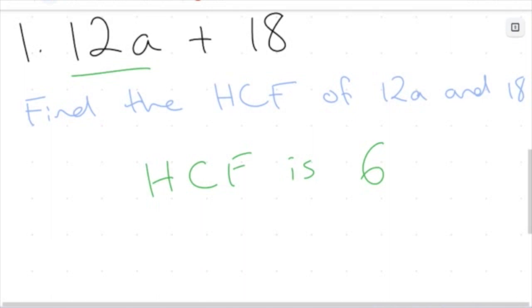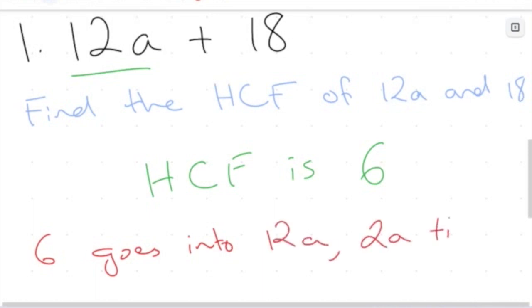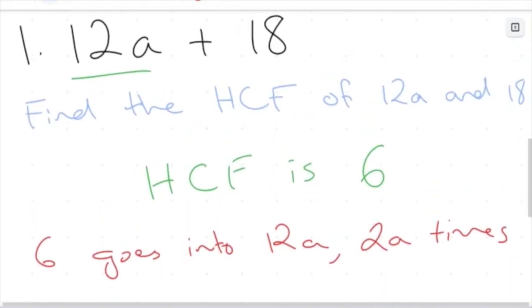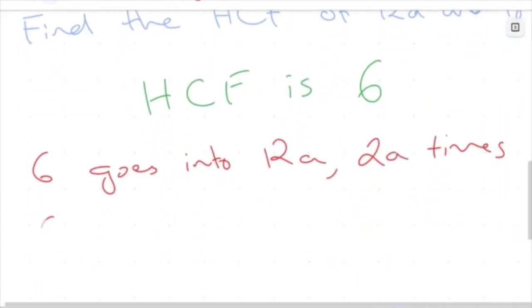So that is how many times 6 goes into 12a. 6 goes into 12a 2a times. Now, how many times does 6 go into 18? We can just find that by dividing 18 by 6. So 6 goes into 18 3 times.